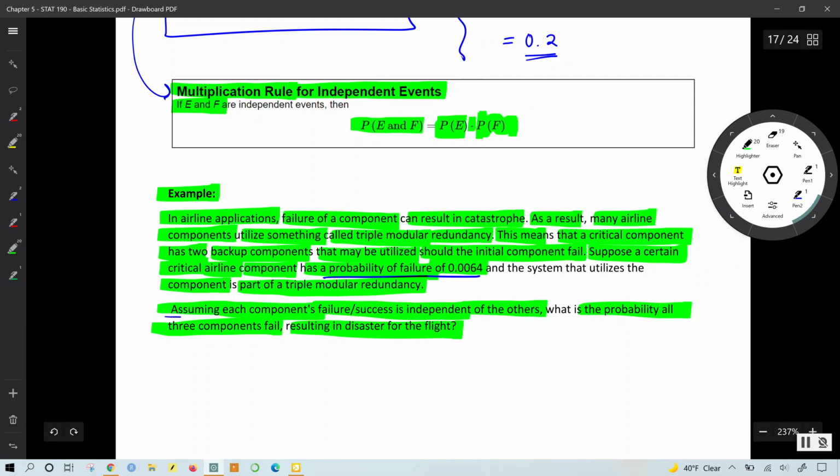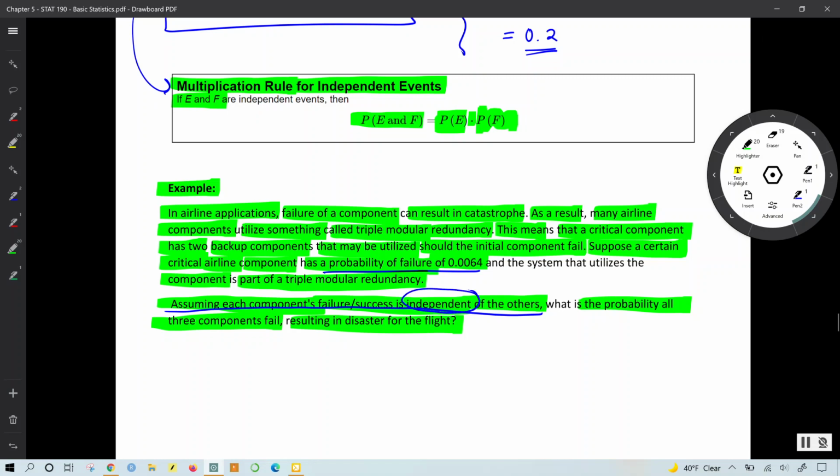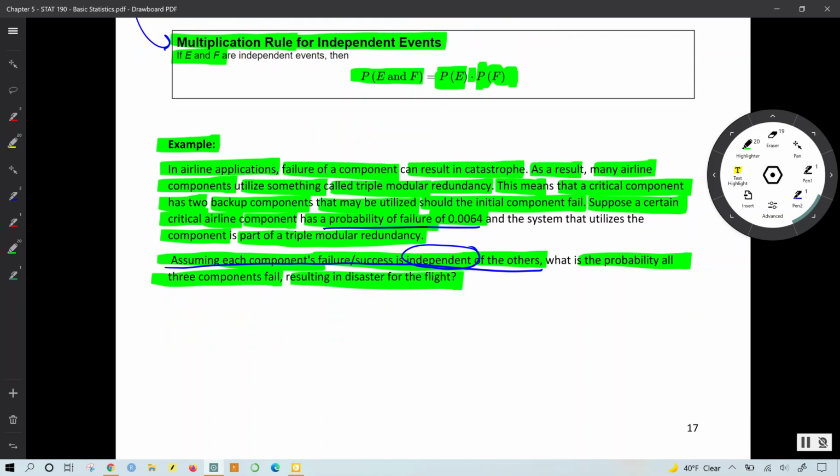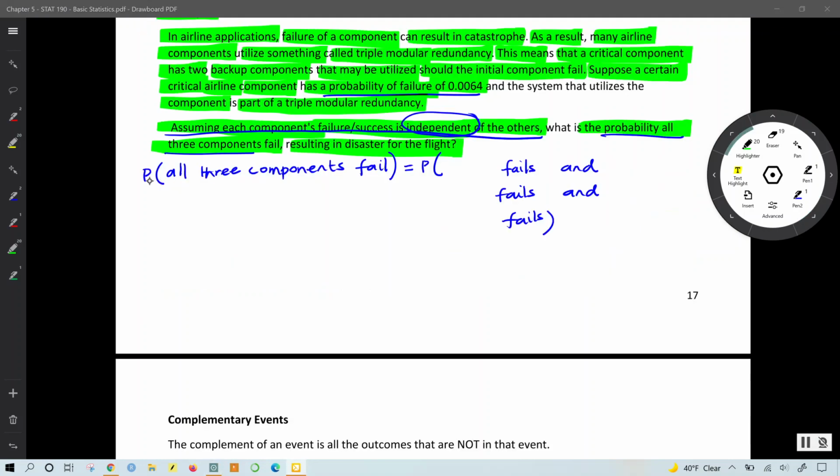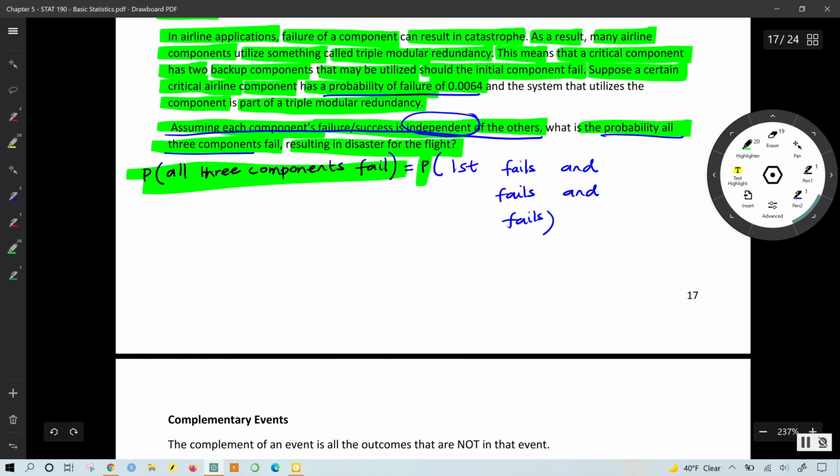To begin with, this assumption that the problem requires tells us that we're dealing with independent events: the assumption that all components' failure or success is independent of the others. So, if we're interested in the probability that all three components fail, we can write it as the probability that the first component fails, and then the second component fails, and the third component fails. Notice the use of the word "and" here.